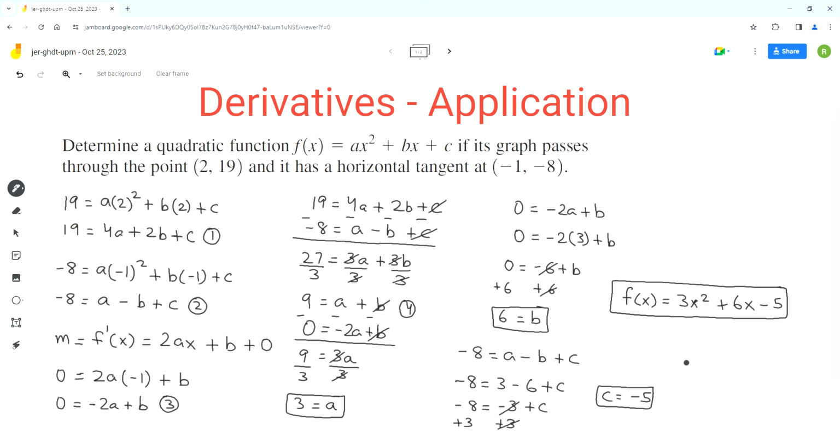So these are the steps you have to keep in mind to solve a problem like this one. So we have to first identify the points that are given that lie on the function. So we just sub the coordinates as x and y values and get the first two equations in this case from 2, 19 and negative 1, negative 8. And then we find the derivative of the function and set it equal to 0 because the tangent is horizontal. And we sub in x as negative 1 because that's the x value of the point. And then we solve these three equations to find the values of a, b, and c.